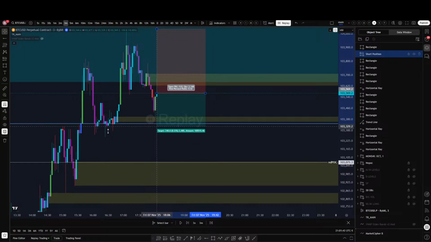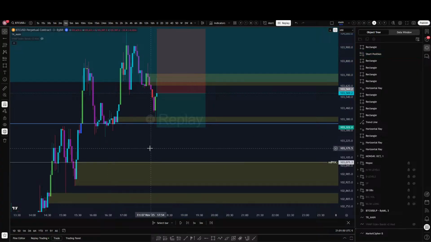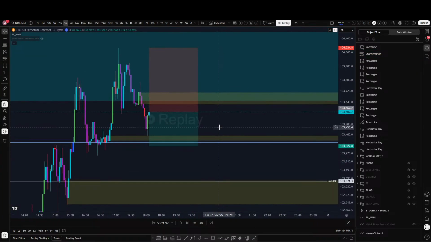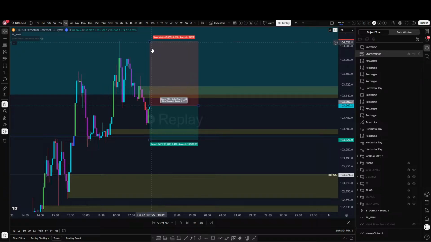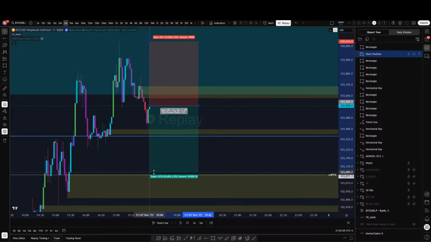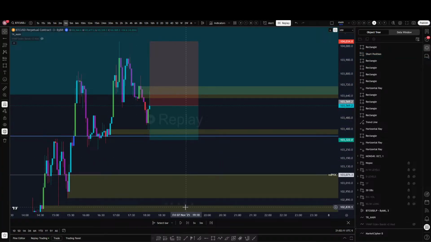So I'll go front run these wicks right here. I'm front run everything. That would be my setup right here. I don't know if it's gonna happen, but that would be the setup, that TP1 here and then TP2, you're taking it to this order block. So let's see what's gonna happen.